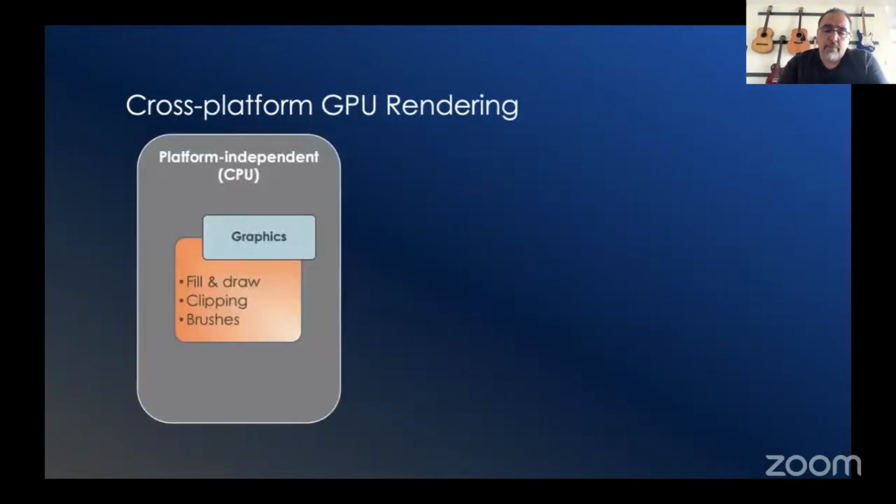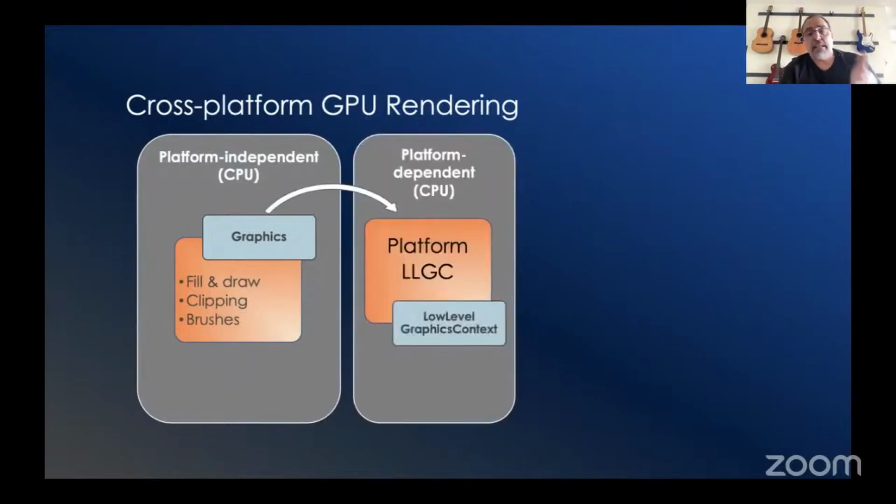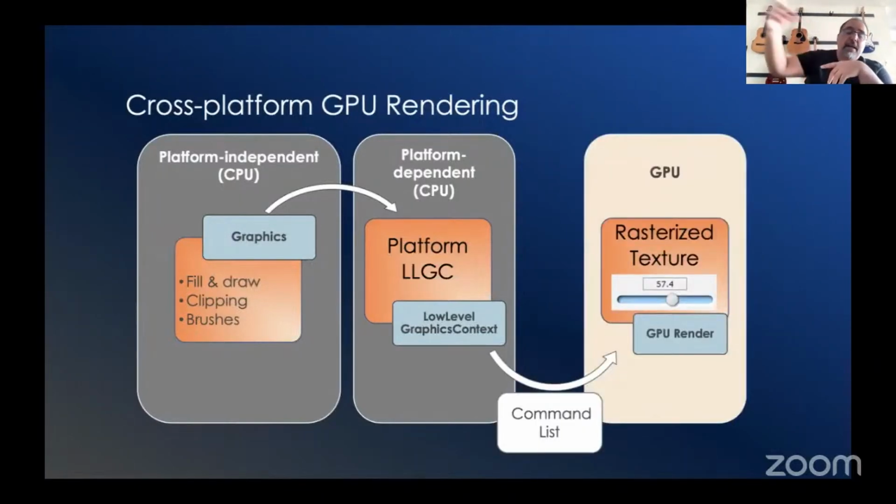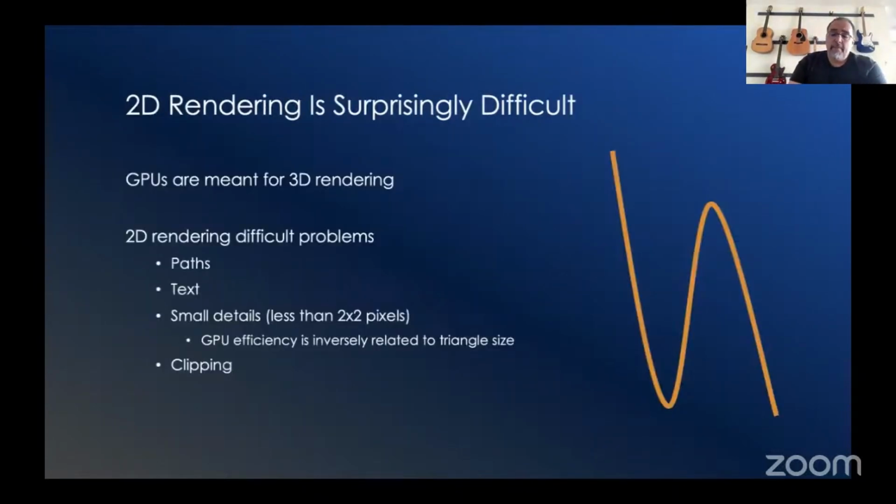What we really want, what everyone's been asking for a long time, is cross-platform GPU-based rendering. The graphics layer would still be the same, but now we would have some platform-specific low-level graphics context implementation, which would generate a command list and pass that command list to the GPU, so the GPU rasterizes the texture rather than doing it on the CPU, thereby freeing up CPU time and probably getting better quality too out of your rendering. That's turned out to be surprisingly hard to do.